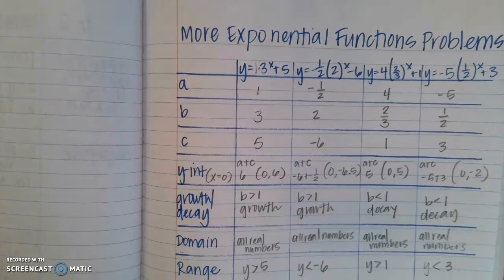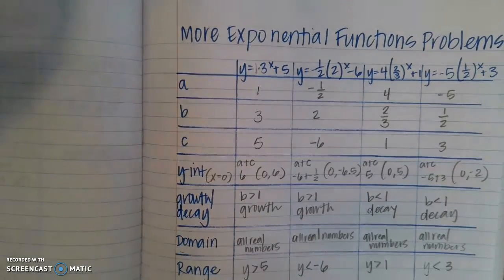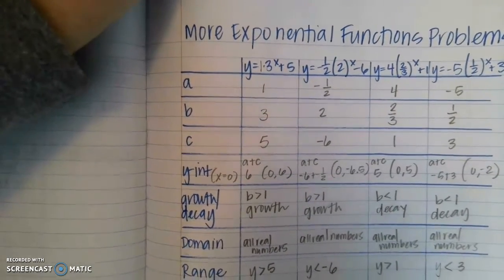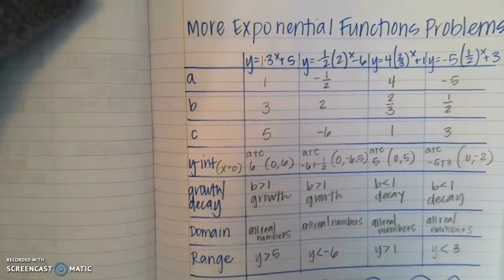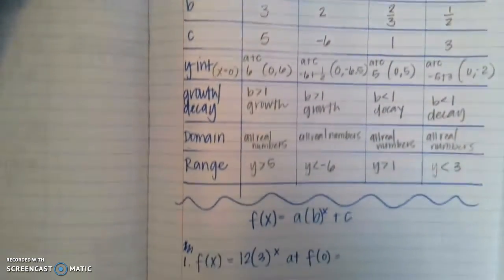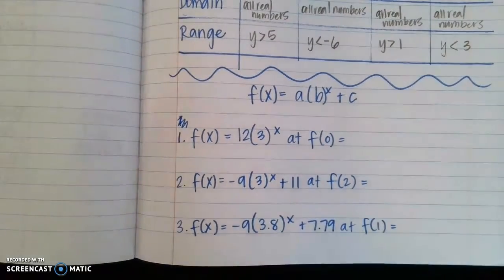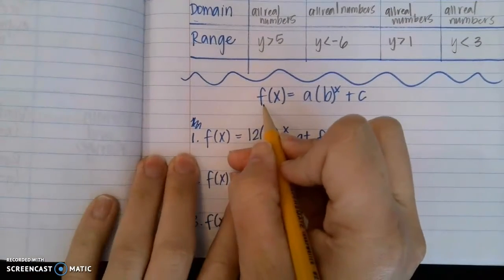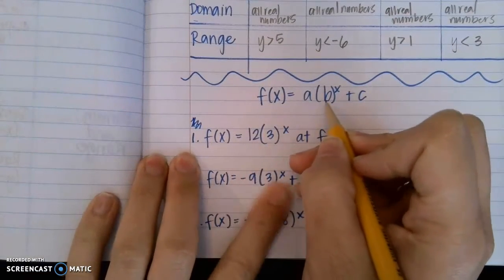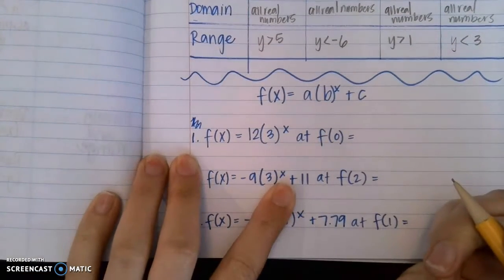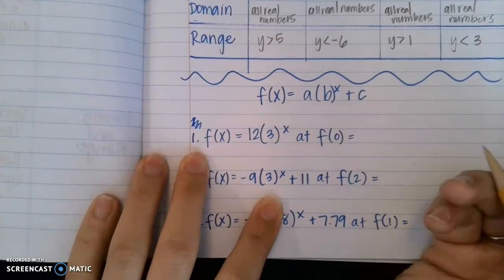Okay, ladies and gentlemen, this is going to be your second assignment for the week. It's going to be due on Friday. You should have already taken your notes down here. We are going to use the bottom of our notes from assignment number 1 to do assignment number 2. So what I want you guys to do is write f of x equals a times b to the x plus c. And we're going to label each of these parts.